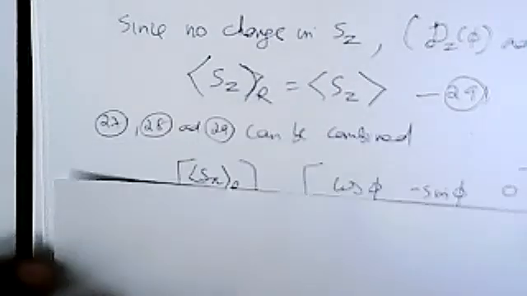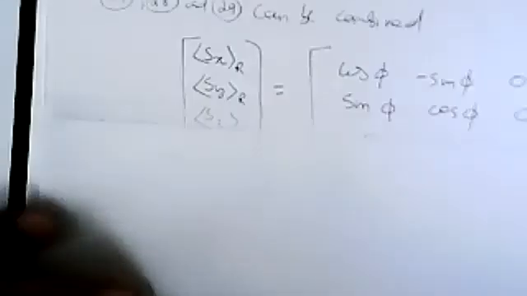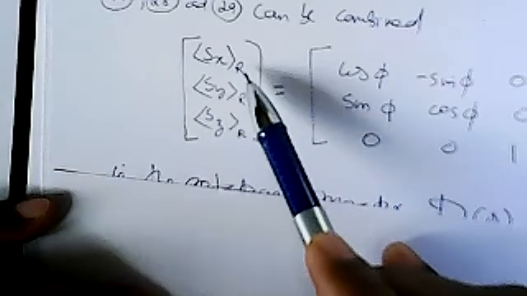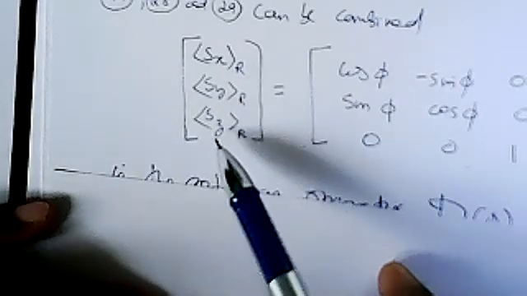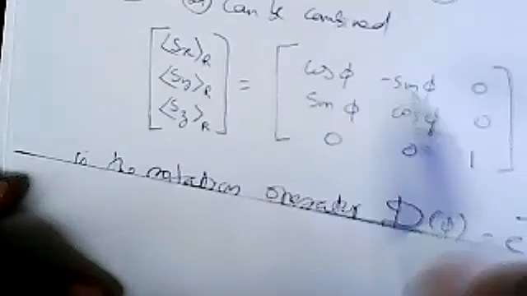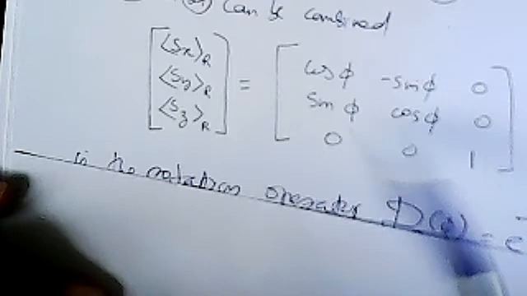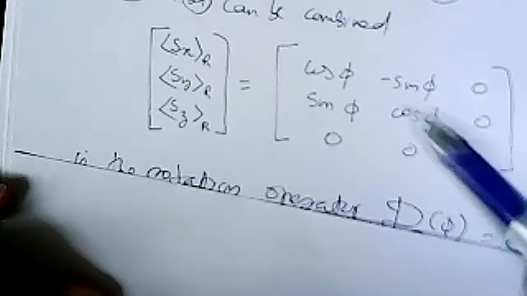So now you combine all these equations. You can write the expectation values Sx, Sy, Sz with the help of this rotation matrix, an orthogonal matrix: cos phi, minus sin phi, 0; sin phi, cos phi, 0; 0, 0, 1. This matrix we have already seen, the R matrix, acting on Sx, Sy, Sz. This is the before rotation expectation value, this is the after rotation expectation value, and this is the rotation matrix.